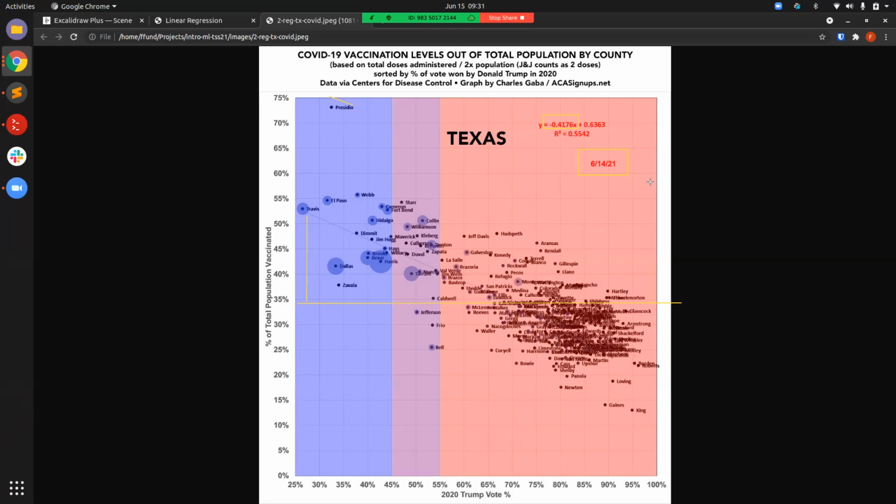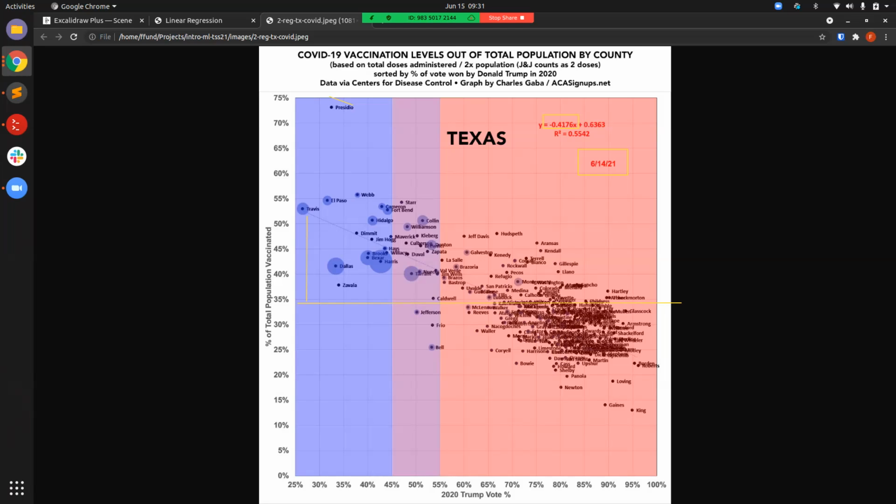So we can't say it causes it. We can't even say it's always associated with it. So we can't say there will always be this relationship in every county. But we can interpret this slope coefficient as saying that on average, this is the size of the association between Y and X. So on average, a 1-point increase in Republican vote share in a county is associated with a 0.4176 point decrease in vaccination levels.